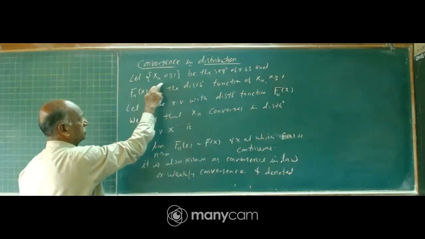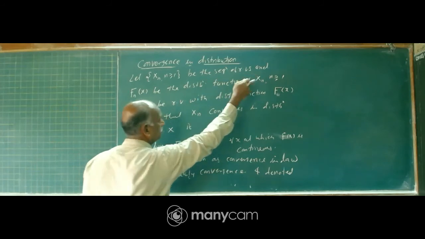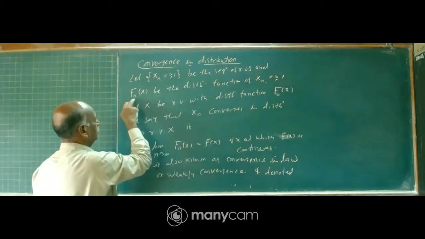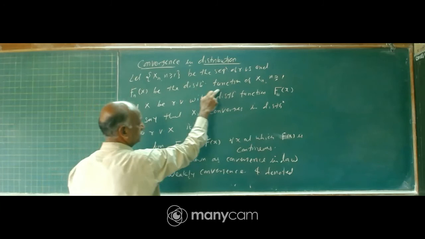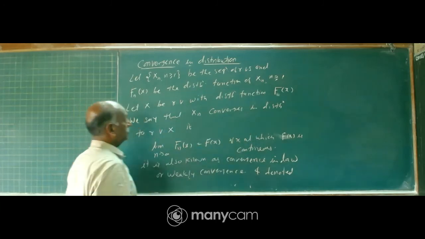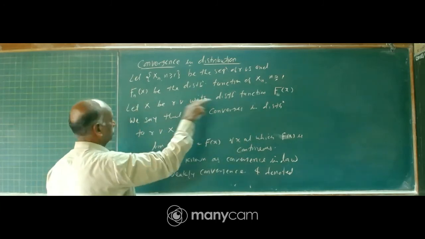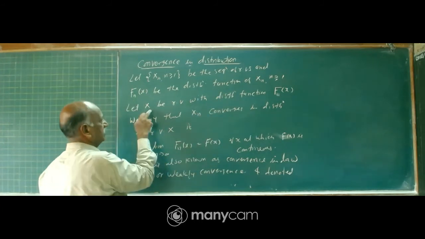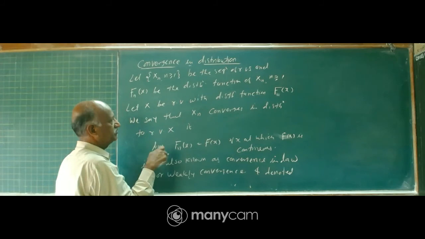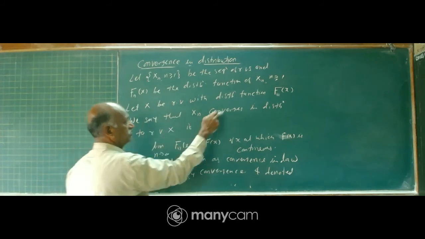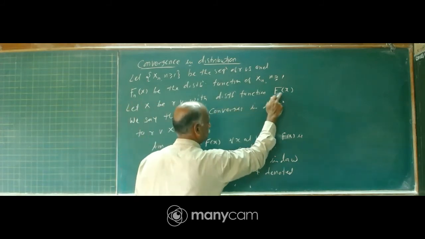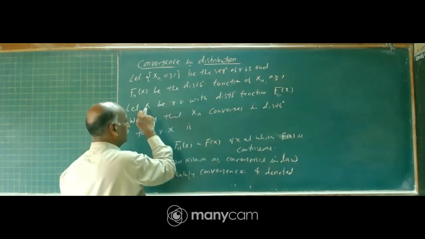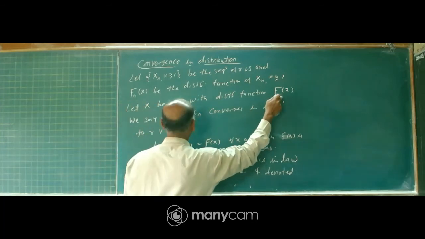Similarly, let Xn, n greater than or equal to 1, be the sequence of random variables, and Fn(x) be the distribution function of Xn. Let X be a random variable with the distribution function F(x).